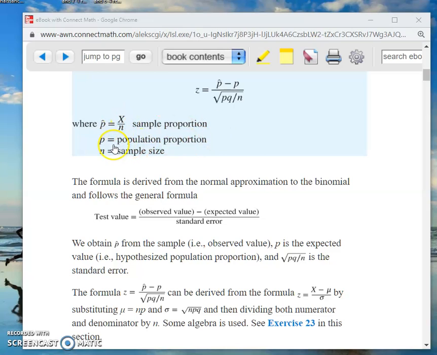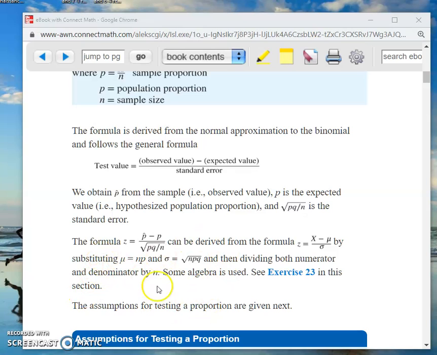Okay? p, without the hat, is the population proportion. The population proportion is what you think it is according to your null hypothesis. This is what you think it is. And then the rest of them I think are pretty self-explanatory. This right here is what's called the standard error.